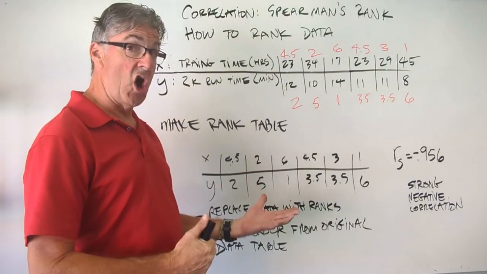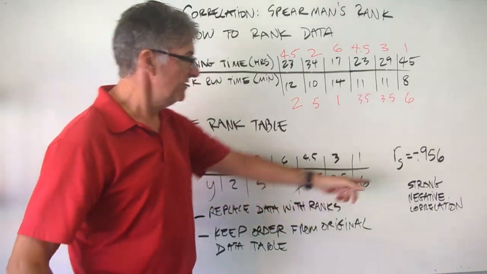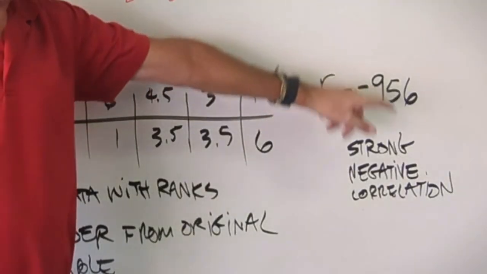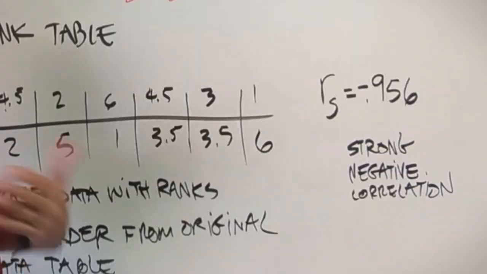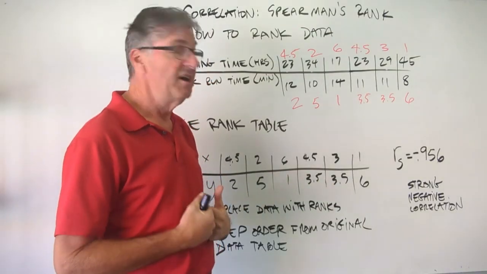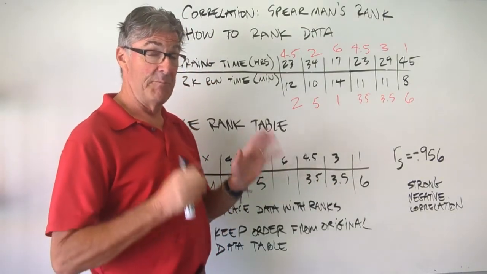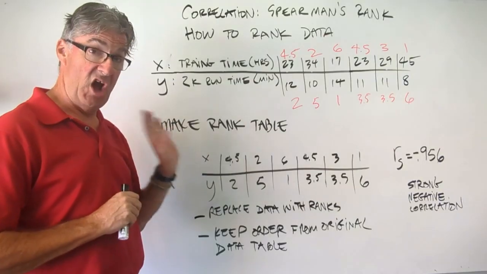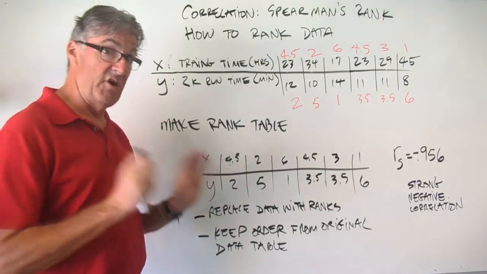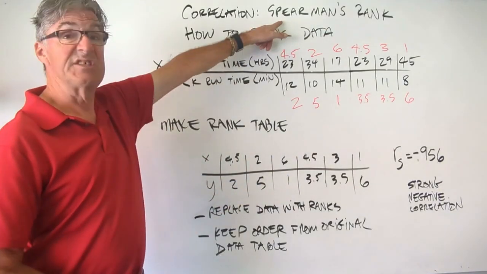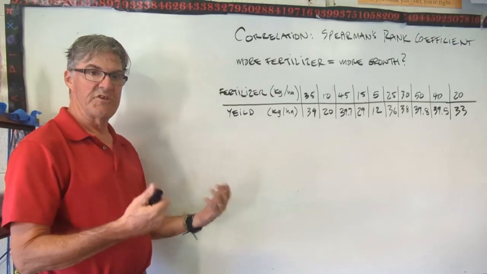Okay, it's a strong negative correlation. The negative, obviously, right there. And then strong because it's above negative 0.75. We don't say linear because we're not doing a linear correlation. So don't throw that in there when you're using Spearman's. Okay, let's do another example.